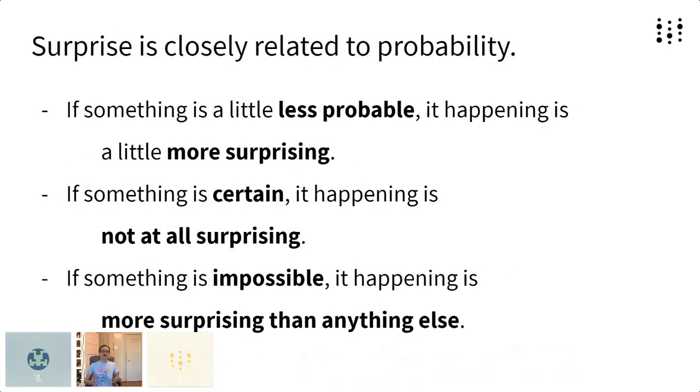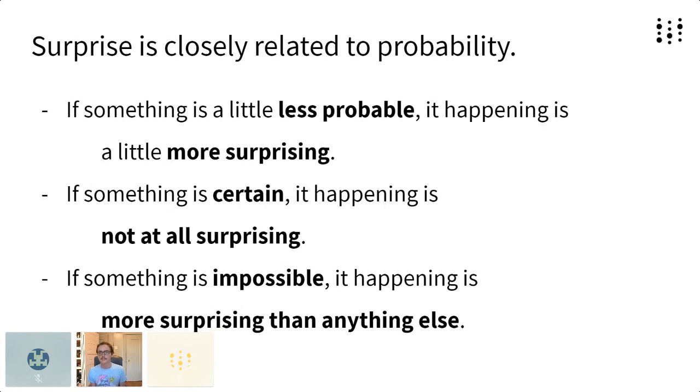And so I have something pretty specific in mind when I talk about surprise. It's just like people have a specific thing in mind when they say probability, even though we have this informal notion of chance. So if something is just a little bit less probable, it happening is just a little bit more surprising. And if it's a lot less probable, it's a lot more surprising. If something is certain, it happening is not at all surprising. And if something is impossible, it happening is more surprising than anything else.